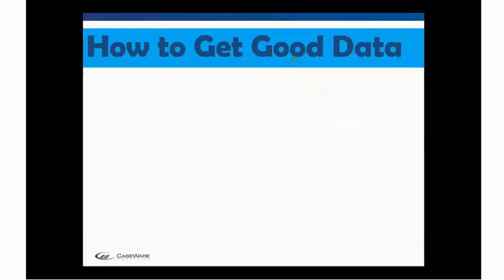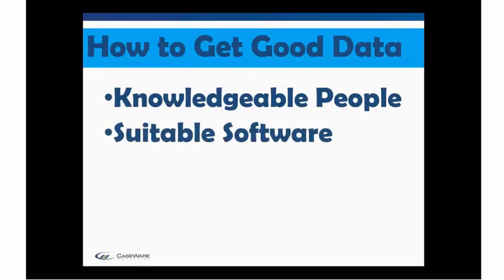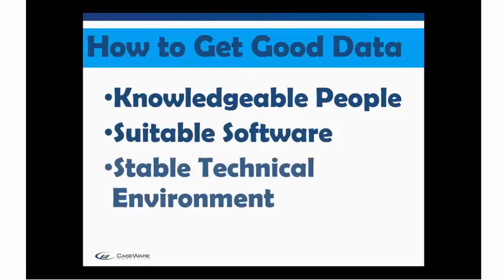So what is the secret? How do you get good data? Well, I believe that there are three things that will help you get good data. Number one, you need knowledgeable people. Number two, you need suitable software. And number three, you need a stable technical environment.